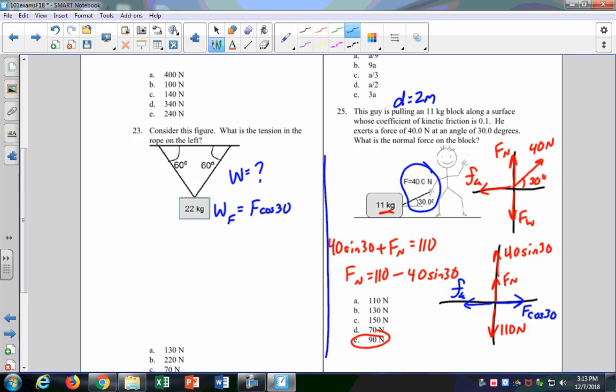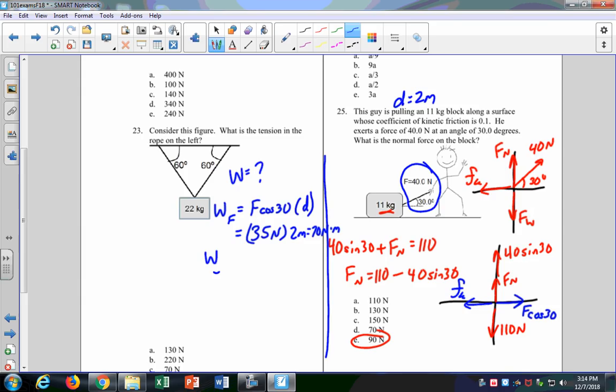So I'd say F cosine 30 times D. And so the work done by that force would be 40 times cosine 30. That's 35 times 2, 35 newtons times 2 meters. That's equal to 70 newton meters, or 70 joules.